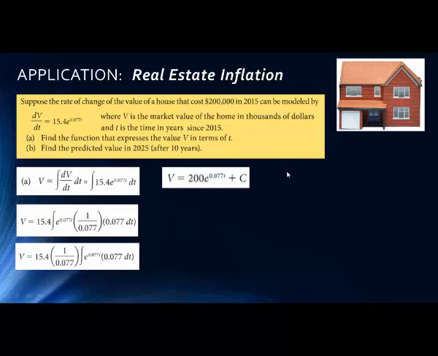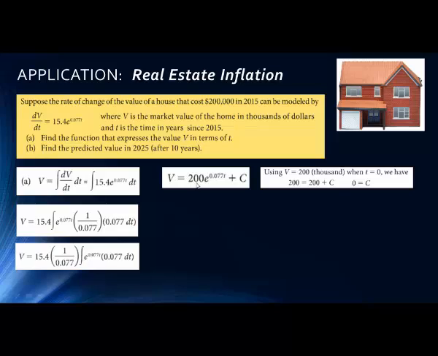Now remember, if we really want this functional value, we have to have a reference point for C. This is not the answer to part A, because we don't know what this constant is, so we have to figure it out. In a problem, it will give you that reference point. Notice it says the value of the house was $200,000 in 2015. 2015 is our 0 marker, since t is the number of years since then. So when t equals 0, the value, or V, equals 200,000. Remember, this is in thousands, so we just write it as 200.